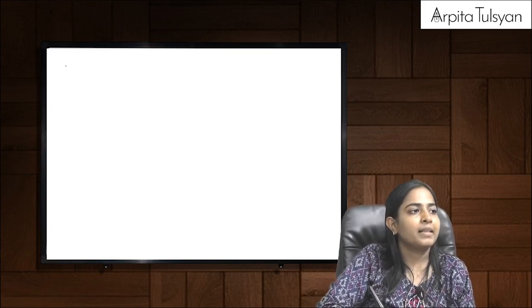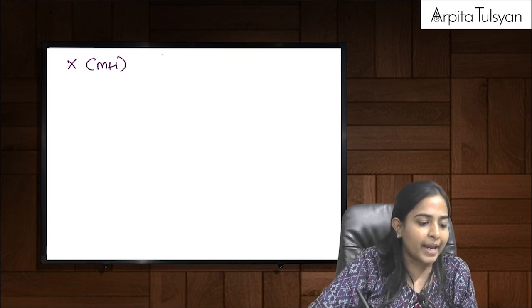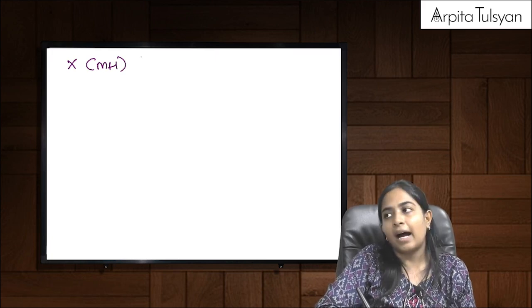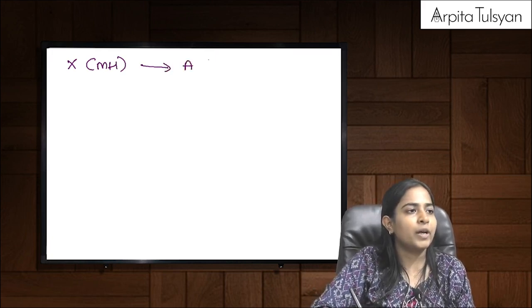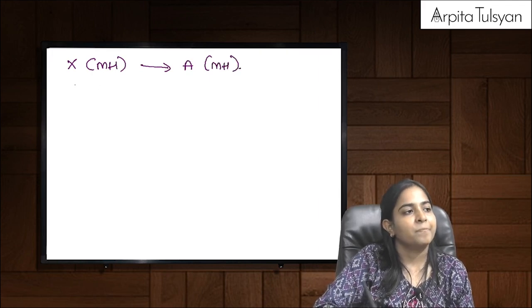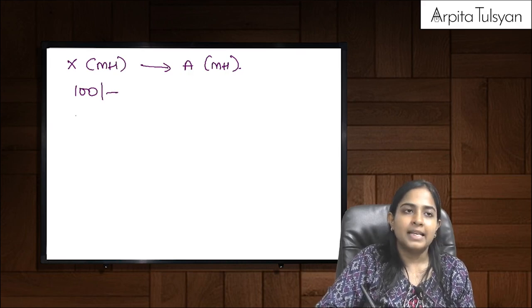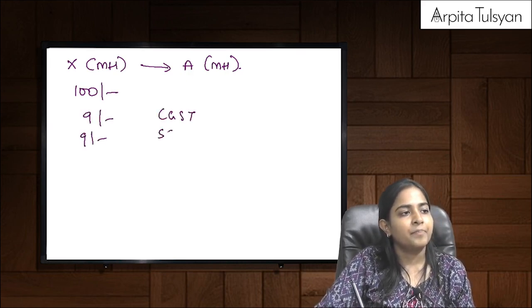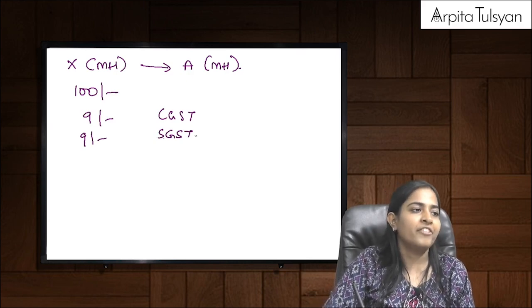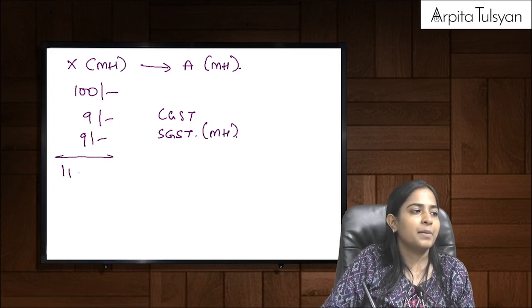Let's say I am X of Maharashtra. I'll take every possible example here, okay? I want to sell to A of Maharashtra 100 rupees of goods. What will be applicable? CGST, SGST. Which SGST? Maharashtra. Total selling price 118.